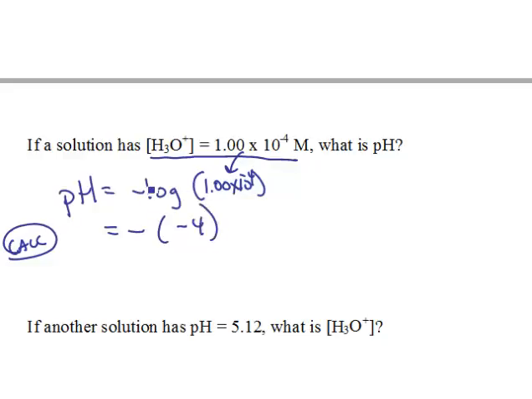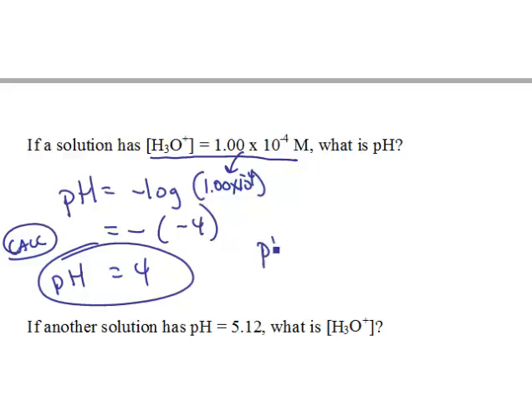And the negative sign in front of this is going to turn the negative 4 into a positive 4. So for this solution, the pH is 4. pH is less than 7, therefore it is an acidic solution.